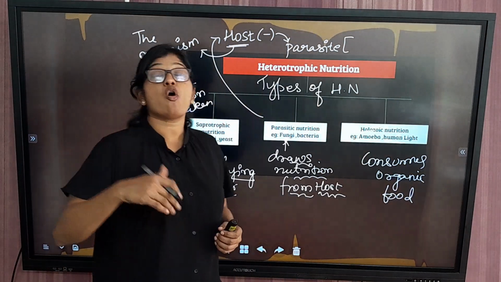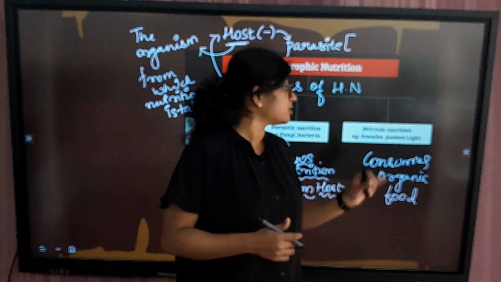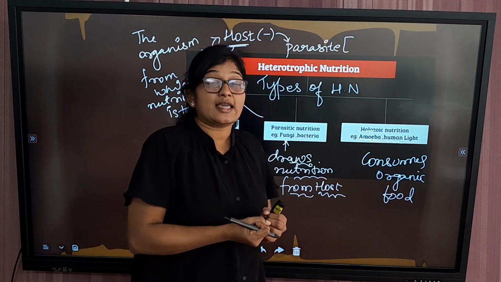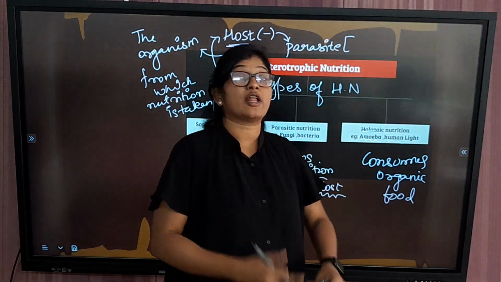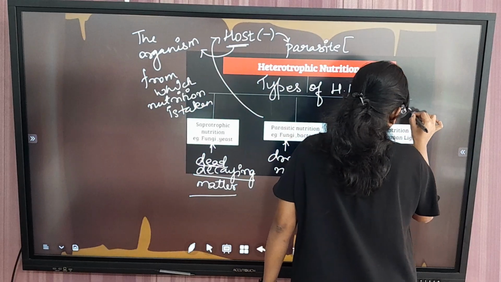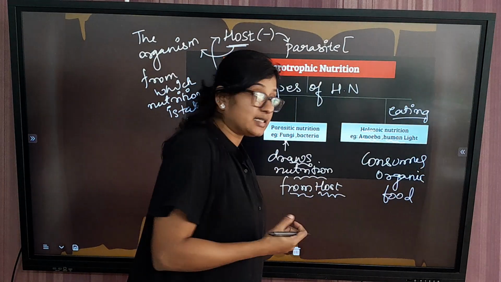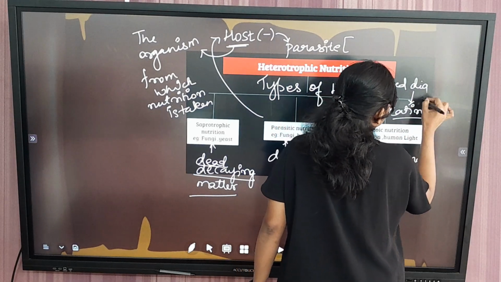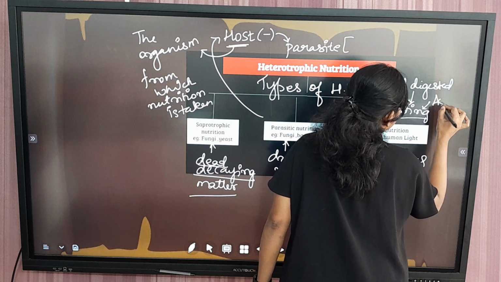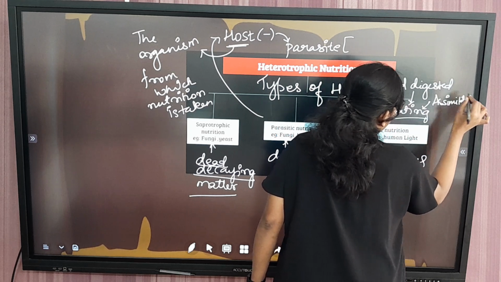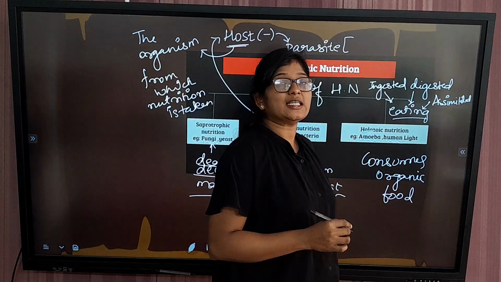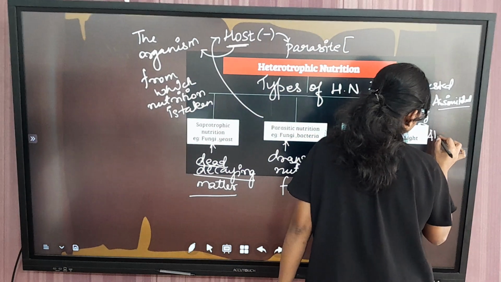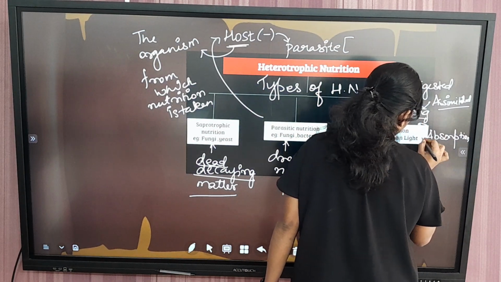Understood? Next, holozoic. Holozoic means plants and animals and also amoeba. Amoeba is a unicellular organism. How is the nutrition taken? By engulfing the food. Engulfing means eating the food. So here the food is eaten, which is called ingested, then digested, whatever we eat is being digested, and then it is assimilated. A-S-S-I-M-I-L-A-T-E-D. After assimilation, it is absorption, and then the last one is excretion.